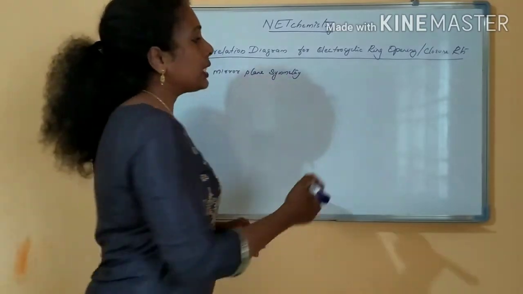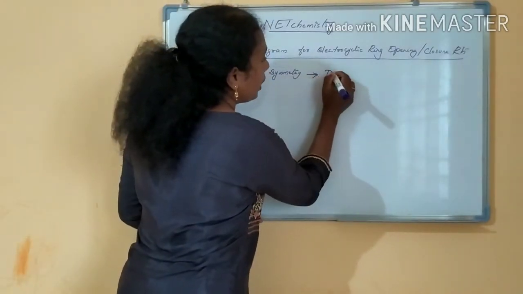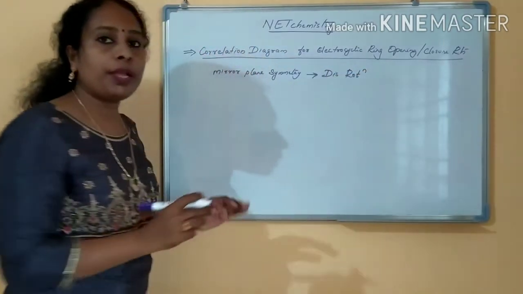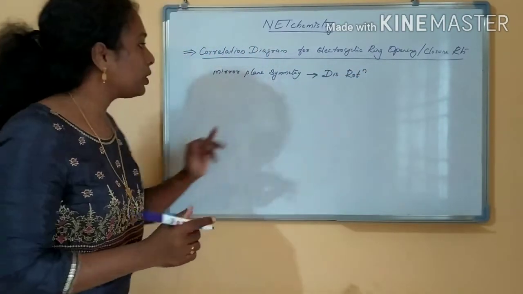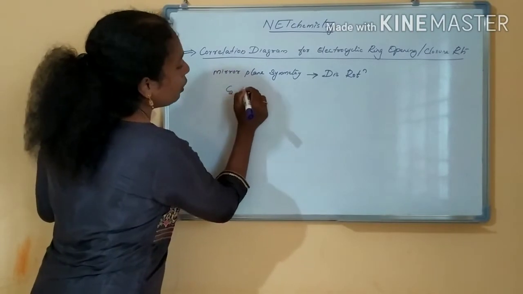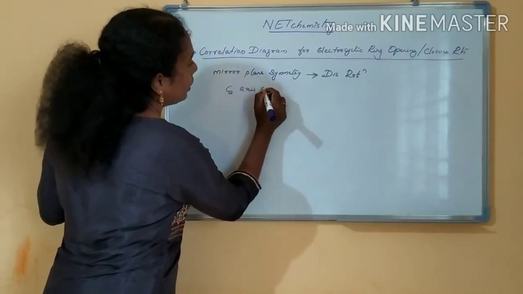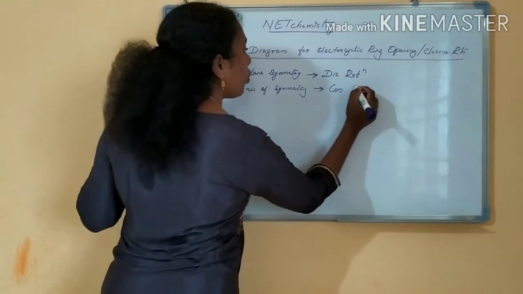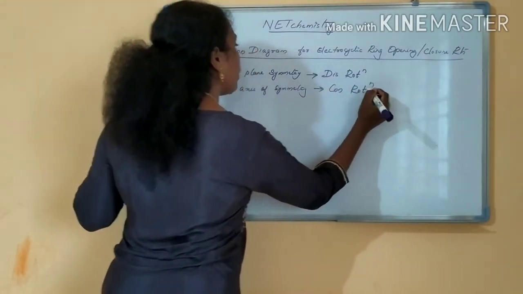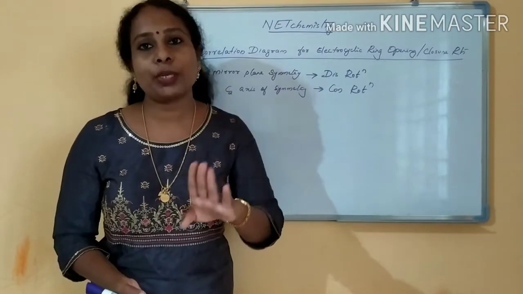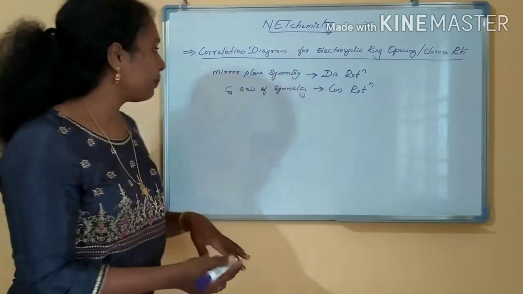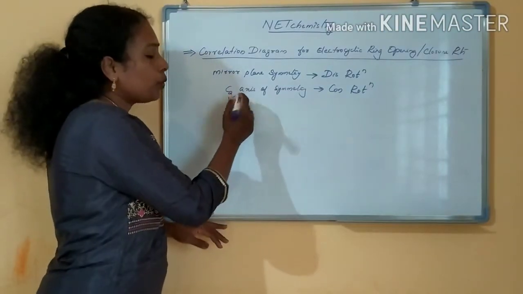Plane of symmetry is with respect to the disrotatory mode. Plane of symmetry is with respect to the disrotation, and C2 axis of symmetry is with respect to the conrotation. I am always remembering C to C.